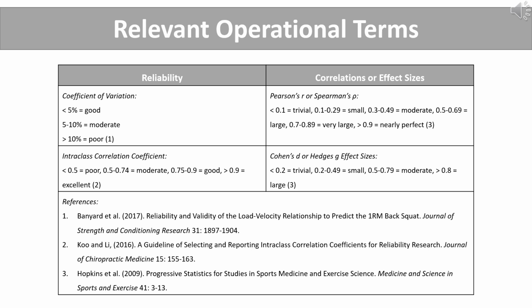The intra-class correlation coefficient is a measure of relative reliability, and it's essentially a measure of rank order consistency, i.e., how consistently do your athletes appear within the same position or ranking for a given test or set of test scores. From a correlation perspective, we would use Pearson's r correlation for normally distributed data, or we would use Spearman's rank order correlation for non-normally distributed data. And you can see the scale of interpretation provided by Will Hopkins there.